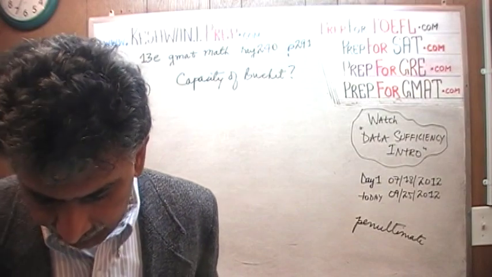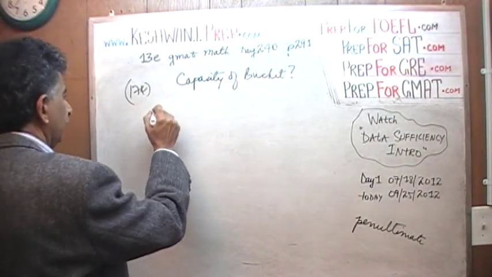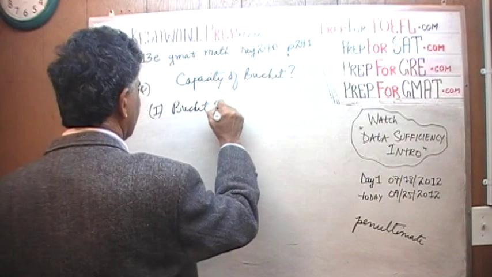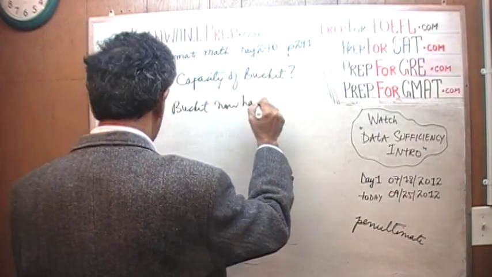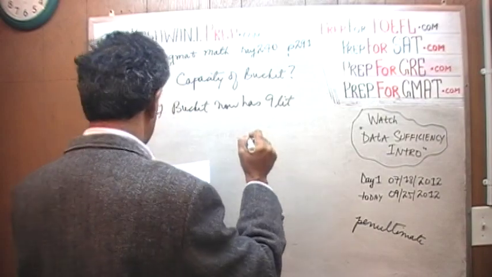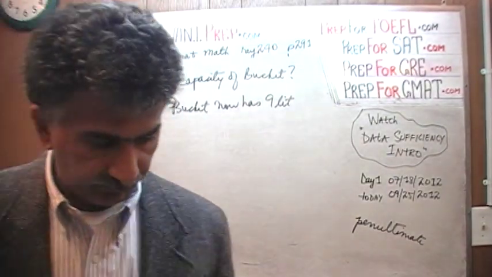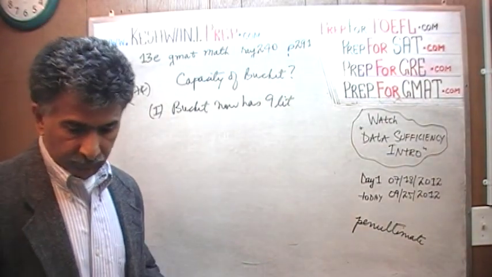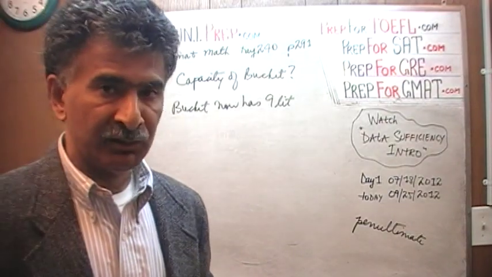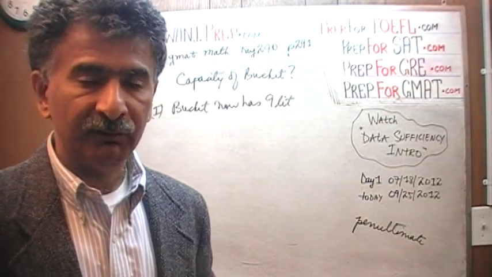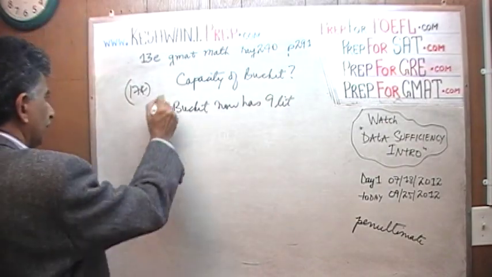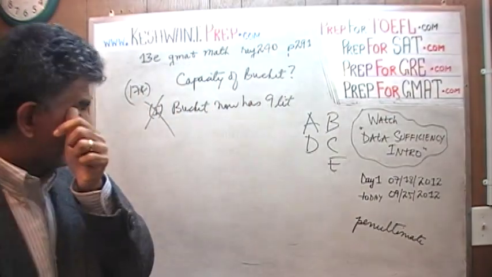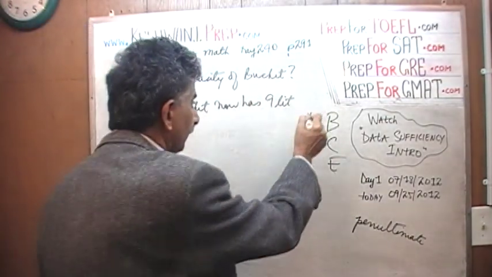The bucket currently contains 9 liters of water. That's not going to tell us the capacity. The bucket now has 9 liters. No. Knowing that she has a bucket that contains 9 liters right now warms the cockles of one's heart, but it doesn't tell us what the capacity of the thing is. Does it? No, it does not. First statement is no good, therefore we know the answer cannot be A.